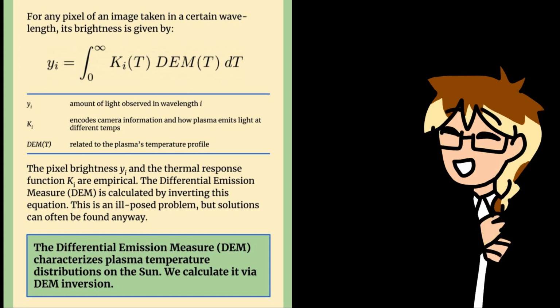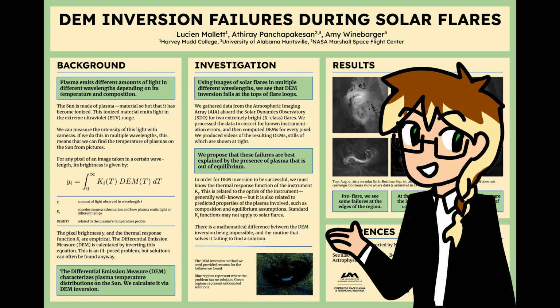And also, this K function typically assumes that the plasma we're looking at is at equilibrium or stable, but we're pretty sure it's not. These events are fast and violent explosions that throw up tons of material and can even cause electrical problems here on Earth, so we don't think that that assumption is valid. What we think this means is that the DEM inversion method is failing because it's not taking into account things that are really key to understanding flares.